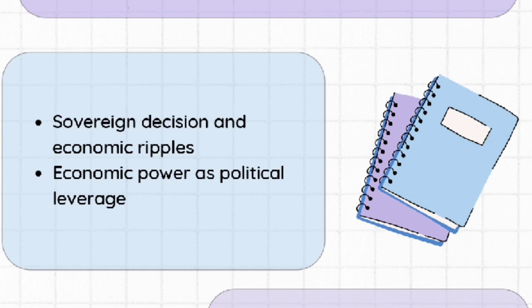Economic power as political leverage. Economic strength often translates into political influence. The ability to control key resources, from energy supplies to vital trade routes, can give countries considerable sway over others. For instance, nations with significant oil reserves can exert influence beyond their borders through energy diplomacy, while countries dominating manufacturing or technology sectors can set standards and practices that others must follow.